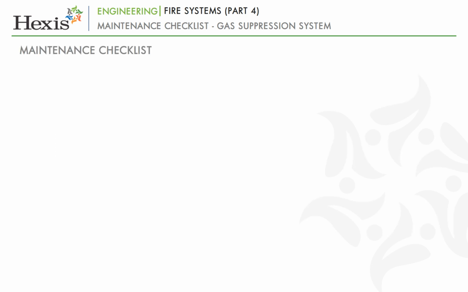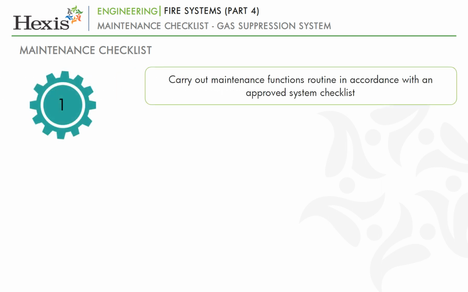Maintenance activities are to be carried out in accordance with the standard in place for the area, or the manufacturer's maintenance schedule where no overriding standard is in place in the area. These activities shall include carrying out routine maintenance functions in accordance with an approved system checklist.